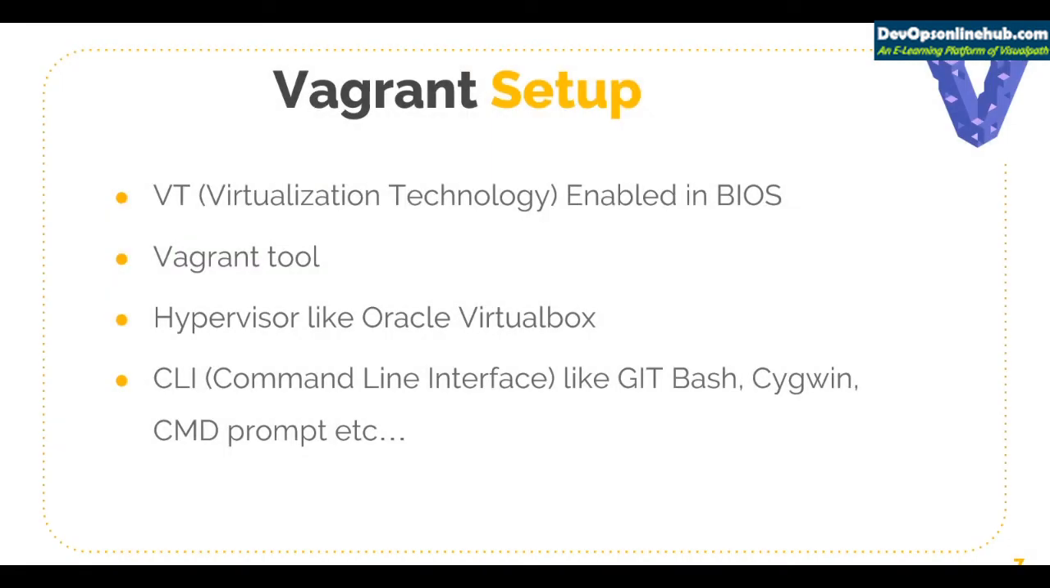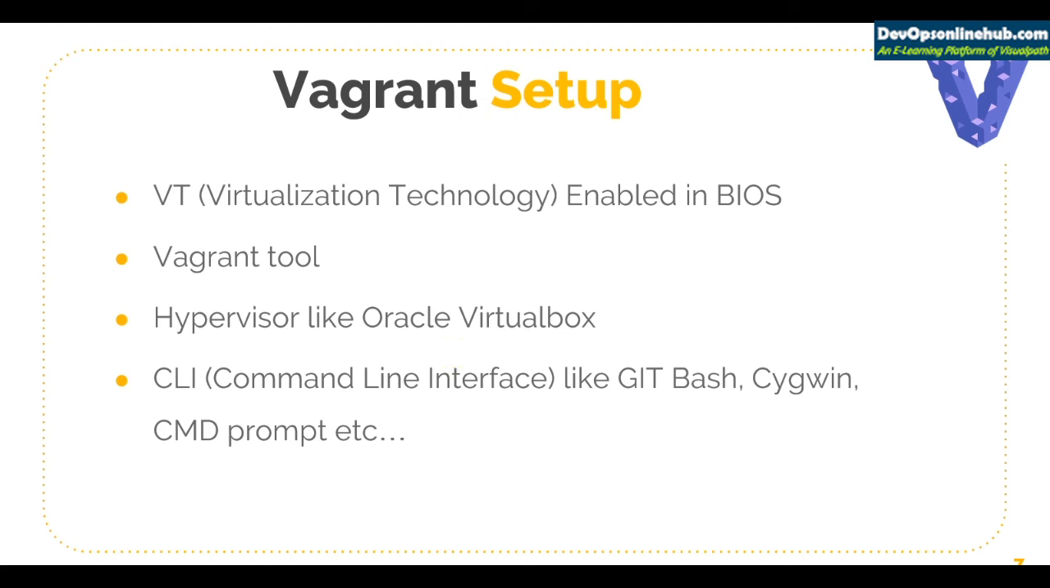To set up Vagrant, you need to make some changes. If you have never created a virtual machine on your laptop, then there will be a setting in your BIOS which will be disabled, which is called VT or virtualization technology. It will have different names in your BIOS depending on your motherboard. So you need to reboot your computer, go into BIOS settings and look for this setting, VT, virtualization technology or virtualization, and enable it. Then you reboot your system. And then you can install your Vagrant tool, and you need a hypervisor like Oracle VirtualBox.